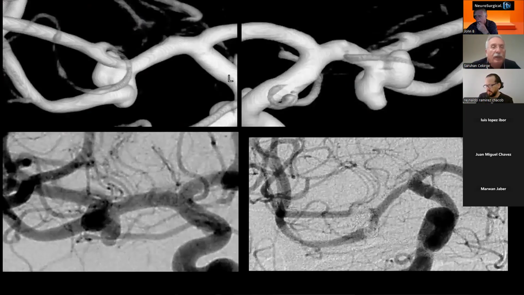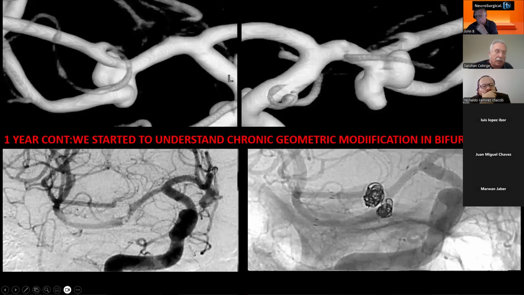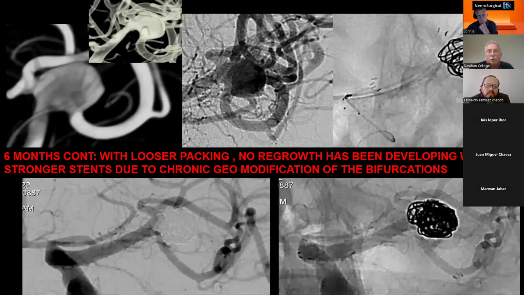During this observation, we observed that the geometrical modification is very important in the bifurcation. When we used to do Enterprise-assisted stenting, we immediately realized that the geometry is changed. That's why the result was coming with no really tight packing of the aneurysms, because geometrical change was something important in the bifurcation.